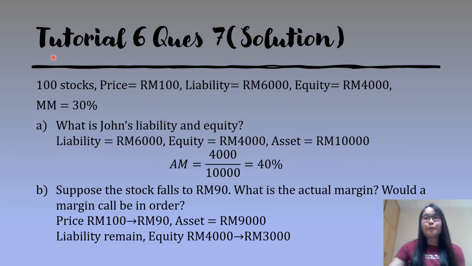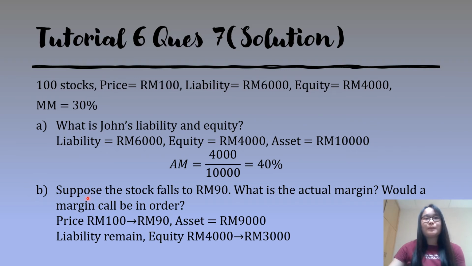Let's discuss the solution. This is the information given. Question A: What is John's liability and equity? The liability given is 6,000, and equity is 4,000. Asset is liability plus equity, so it is 10,000. Recall that AM equals equity divided by asset, so it will be 40%.